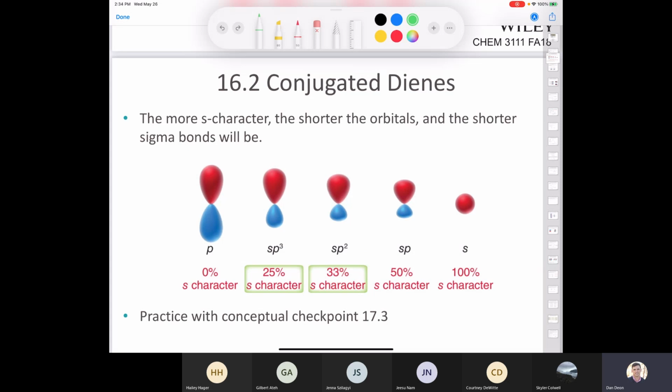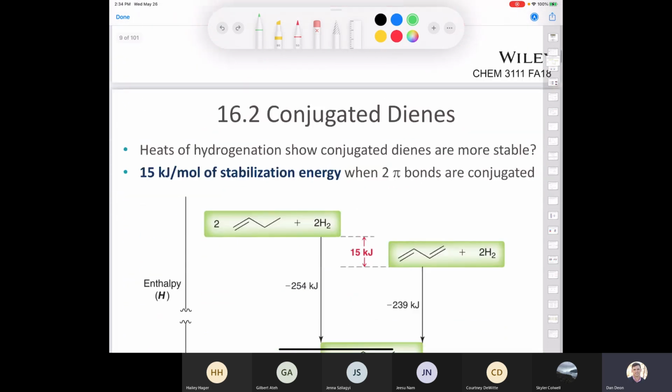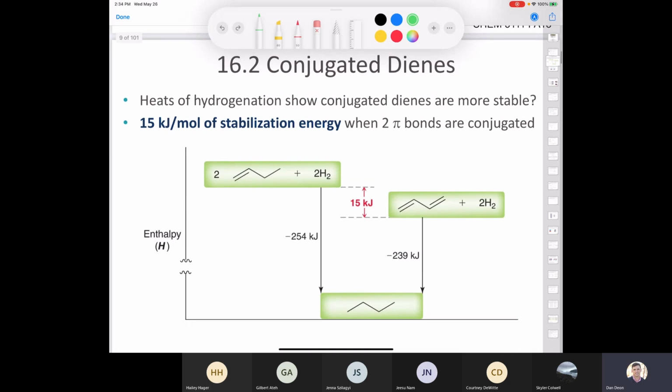So there we go. Conjugated dienes. Again, the carbon-carbon sigma bond is shorter than a regular carbon-carbon single bond. Why? Because of the hybridization of the carbon atoms involved in that bond. What else here? It says the heats of hydrogenation show that conjugated dienes are actually more stable.